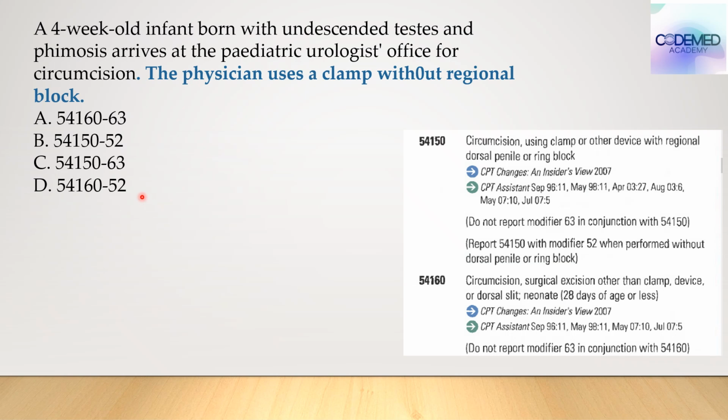So we cannot take that, and we have used the clamp here. So yes, B is the correct answer, because if you see here, this is the circumcision using clamp or other device, but with regional dorsal penile block. In our patient, we haven't used the block. And there is a parenthetical note: report 54150 with modifier 52 when performed without a dorsal penile or ring block. So B is the correct answer.